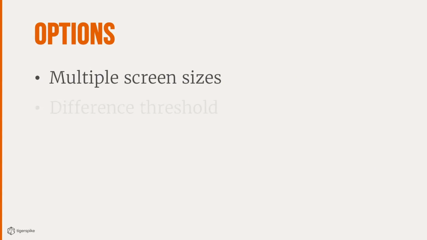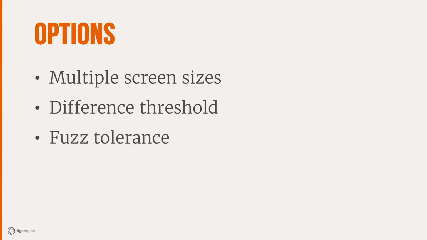It allows you to automatically screenshot in multiple sizes on the web. You can specify a difference threshold, so you can say, only give me an error report if there's more than, let's say, 5% difference between the images I'm comparing. It has a fuzz tolerance. Now, this means that you can have a slight color differentiation on things like text. So if you're comparing one screen with anti-aliased text against one with un-anti-aliased, the fuzz tolerance will allow you to say that those two things are the same.